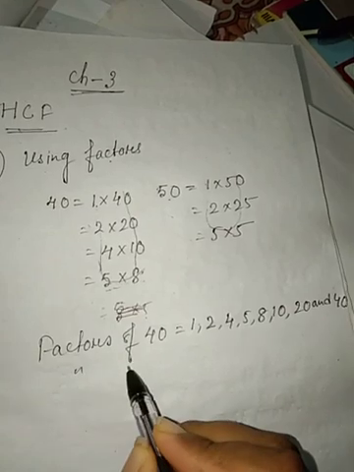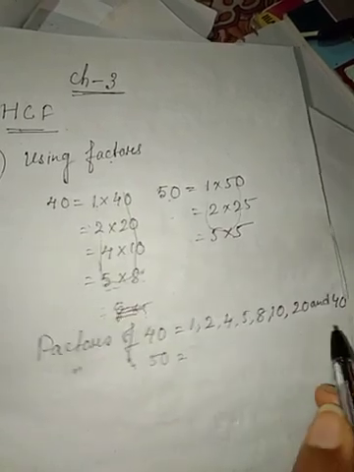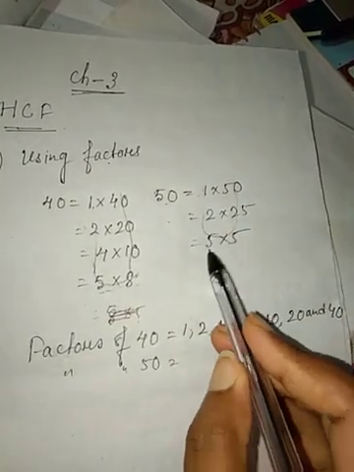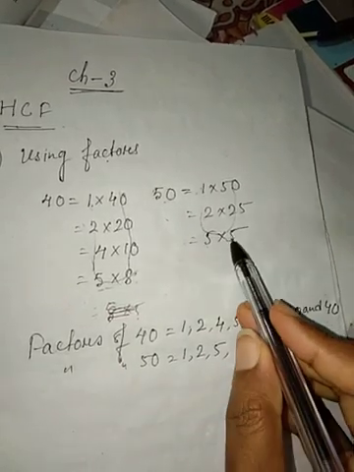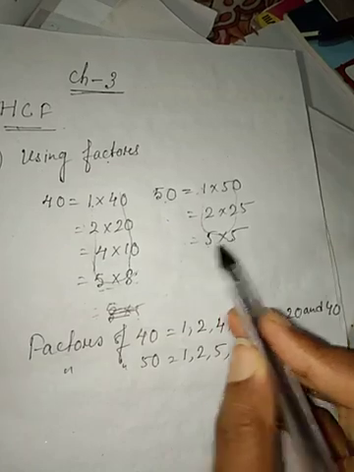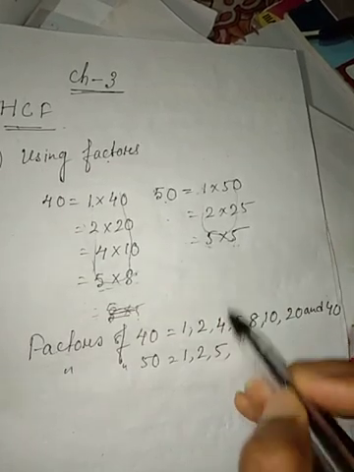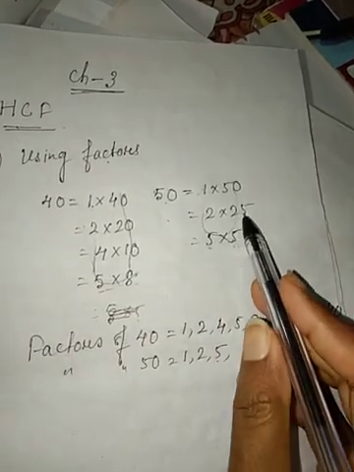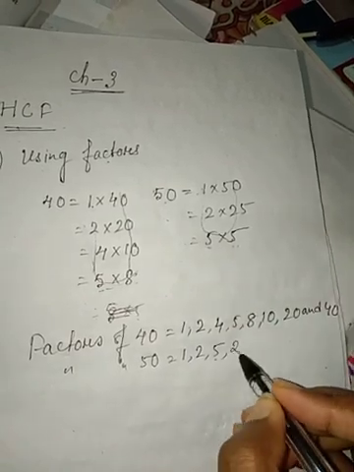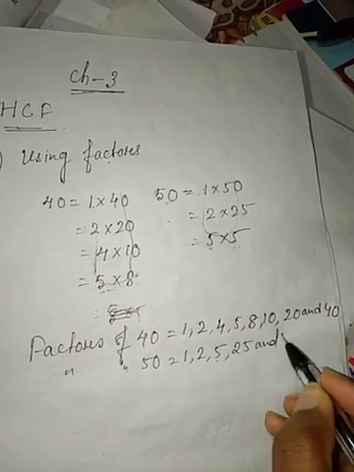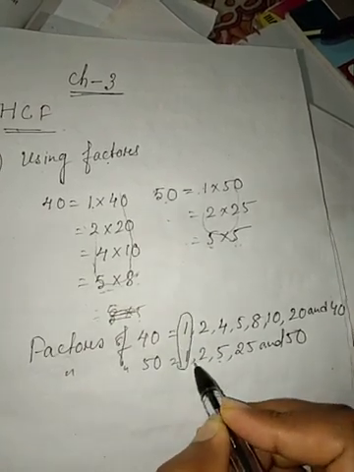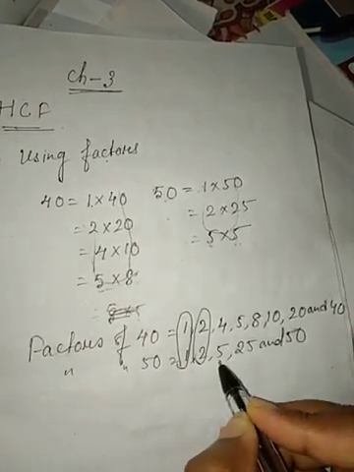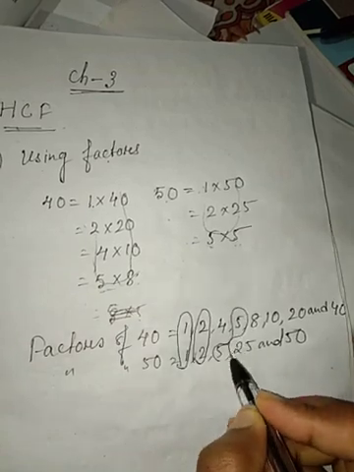Now I write the factors of 50. So 1, 2, 5, 10, 25 and 50. Now see, 1 is common here, 2 is common here, and also 5 is common here.